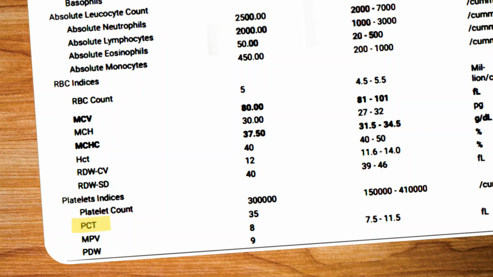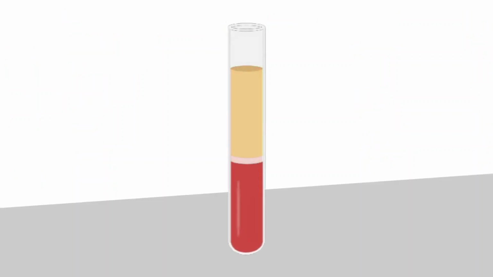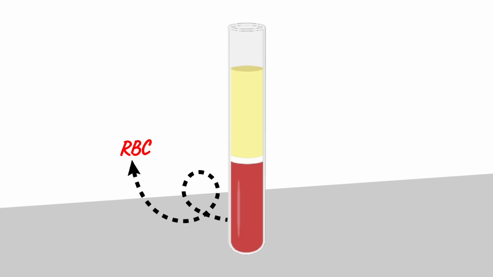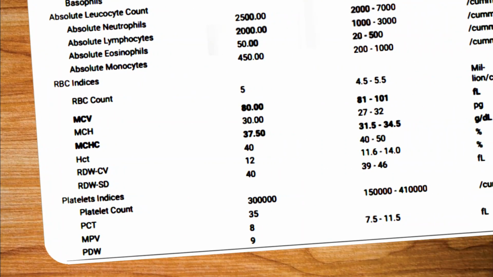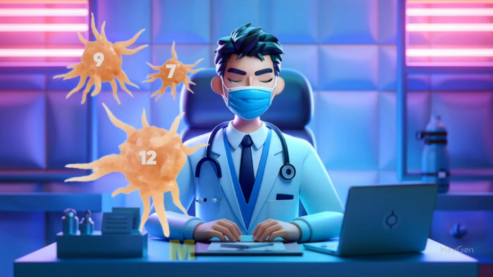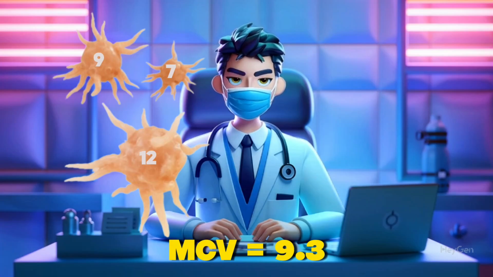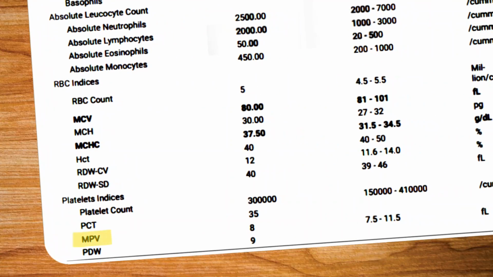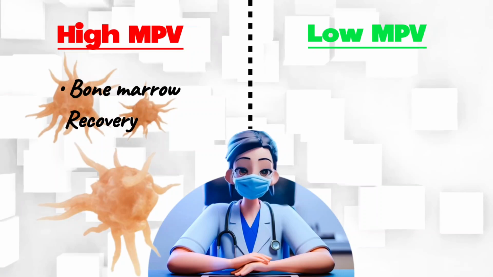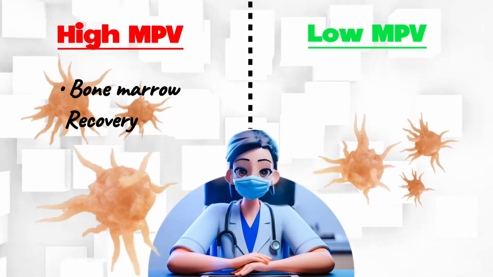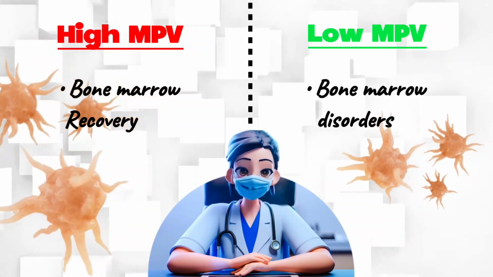Next is PCT. PCT in platelet indices stands for plateletcrit. Just like hematocrit measures the proportion of red blood cells in your total blood, plateletcrit measures the proportion of platelets in your total blood. Now we have MPV. MPV stands for mean platelet volume. The purpose of MPV is to measure the average size of platelets. The normal range of MPV is between 7.5 to 11.5 fL. High MPV indicates larger, younger platelets, often seen in bone marrow recovery. Low MPV suggests older or smaller platelets, possibly linked to bone marrow disorders.